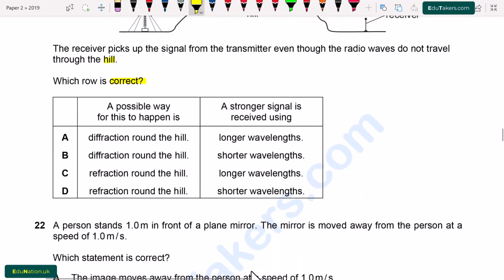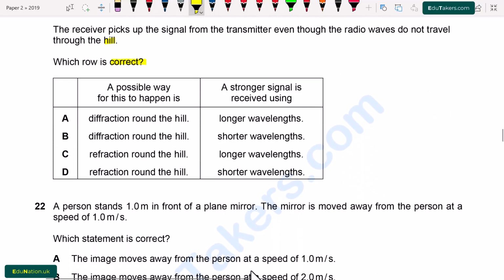Now we see the options. A possible way for this to happen, a stronger signal is received using: option A, diffraction round the hill, longer wavelength. B, diffraction round the hill, shorter wavelength. C, refraction round the hill. So option C and D are incorrect because here there is refraction, not diffraction. Option A is correct because here is diffraction and also the wavelength is longer. So option A is correct.